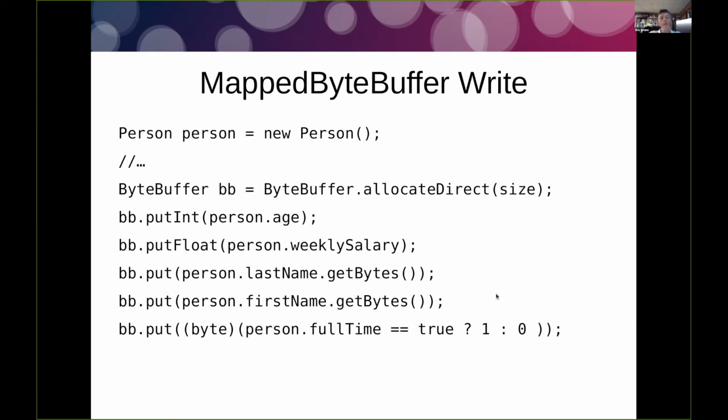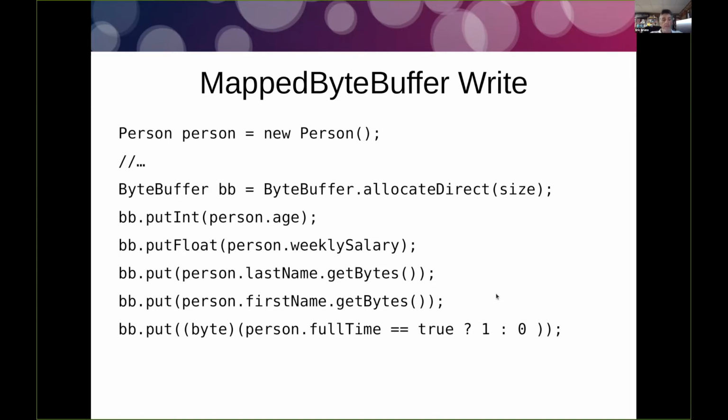To save data to a mapped byte buffer, I started with this first because if you're going to read data, it's got to be in there. Let's say you have a person object with fields like first name, last name, social security ID, salary, age, whatever it is you're doing in your application. You can simply create a byte buffer, tell it to allocate direct, which allocates native memory, and then you call one of these methods: put int, put float, put for just bytes. You have lots of options.